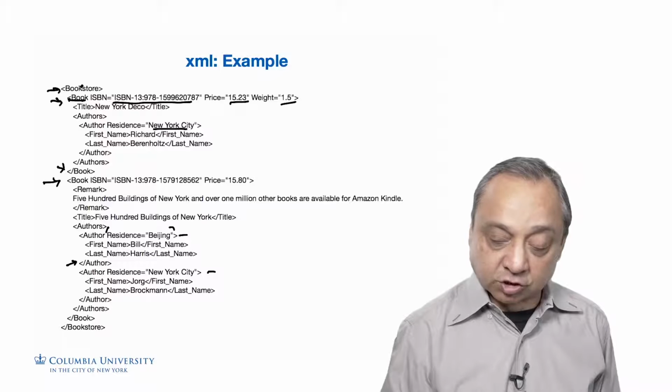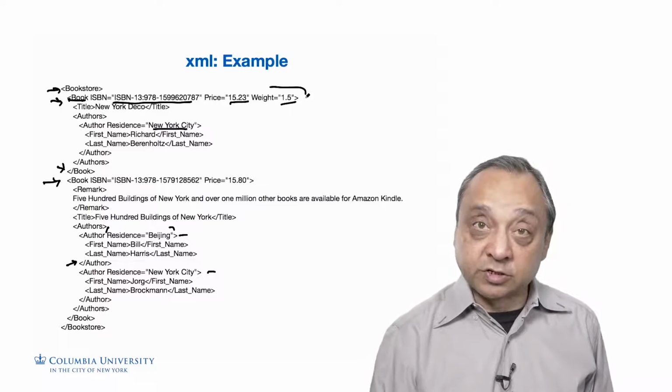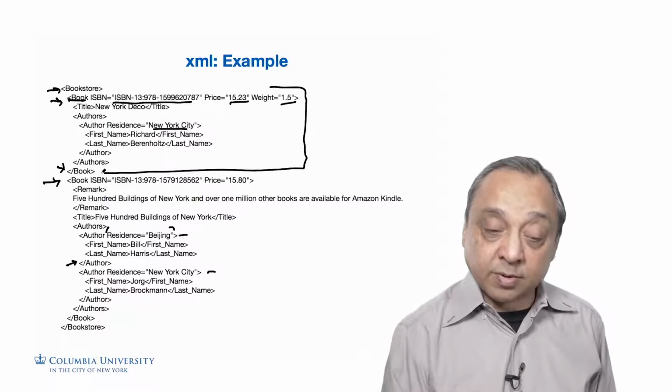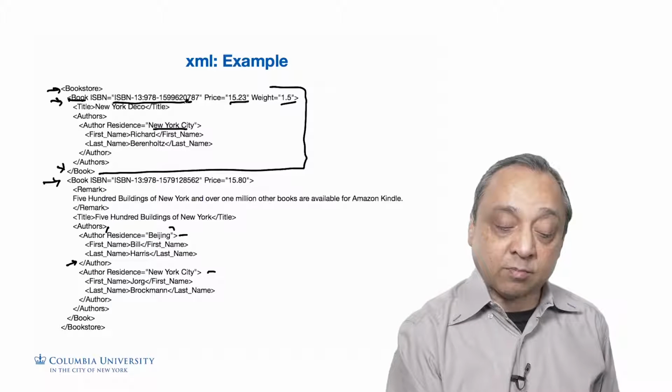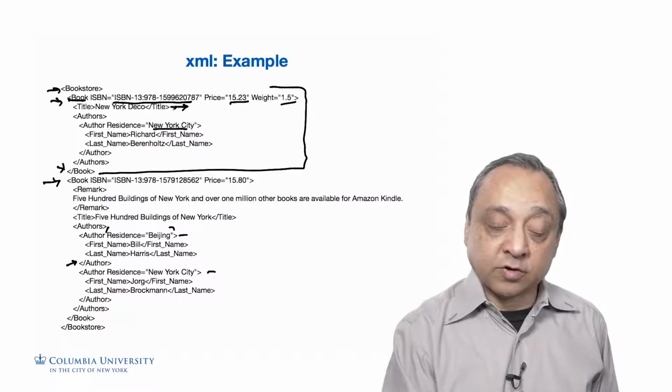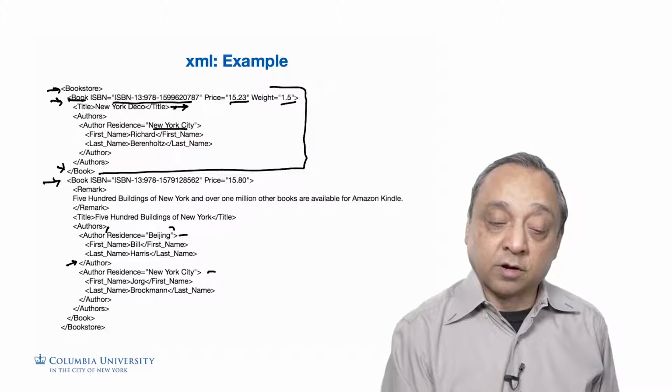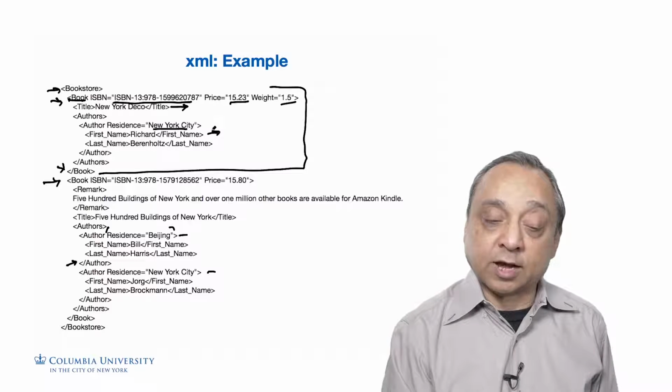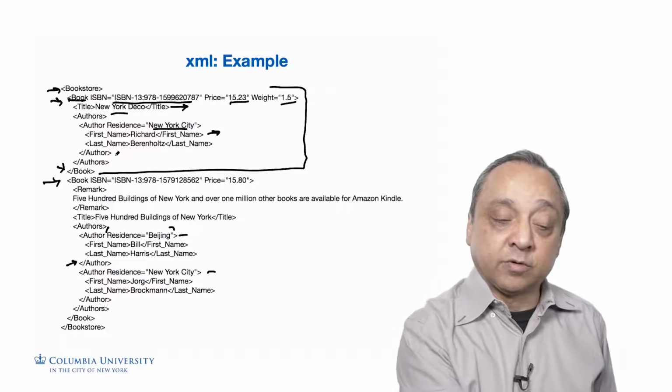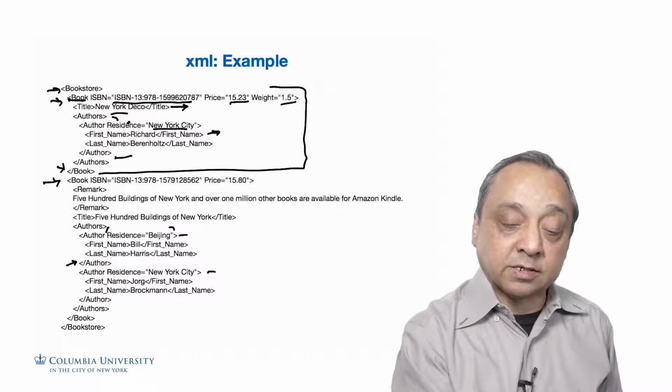So this is our tree structure. Our goal is to traverse this tree structure and extract the data. The data being, in this case, for example, the names. Let's say, what is the first and last name of the author of the book, New York Deco? Right? So what we would need to do is find this element, the entire book element.